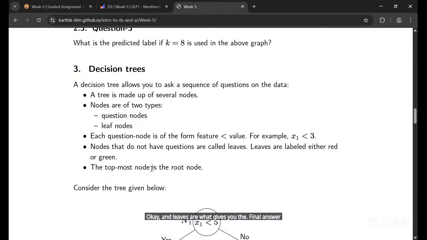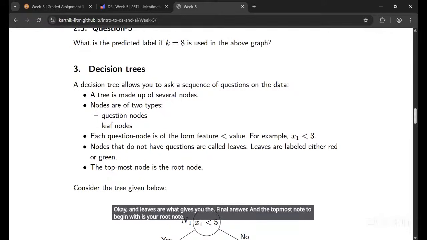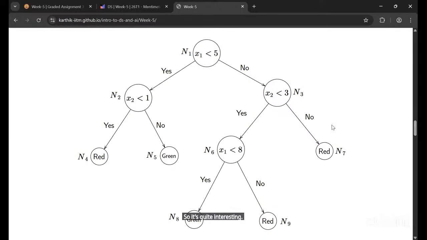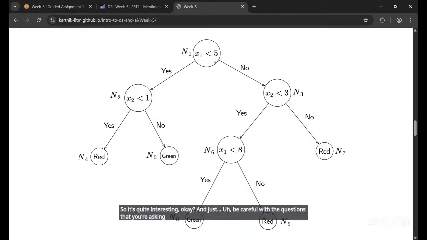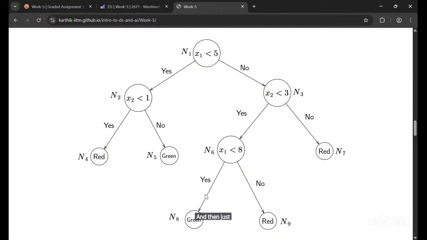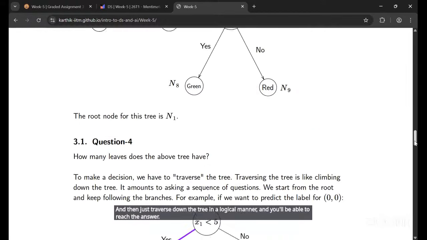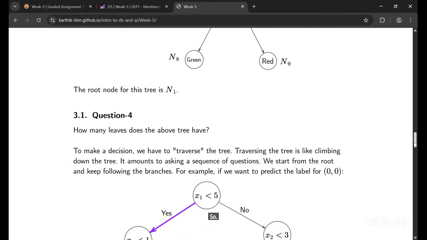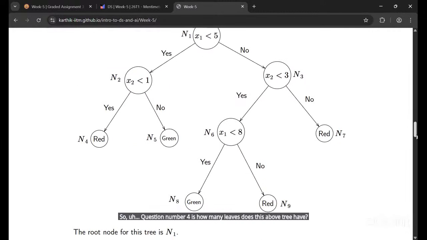The topmost node to begin with is your root node. So it's quite interesting. Just be careful with the questions that you're asking. Be careful with what the condition has to suggest, and then just traverse down the tree in a logical manner, and you'll be able to reach the answer. So, question number 4 is: how many leaves does this above tree have? You can just put the answer in Menti. You need to count the number of leaves in this very tree.